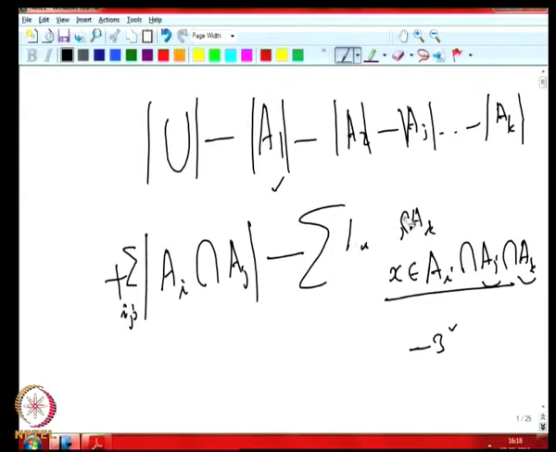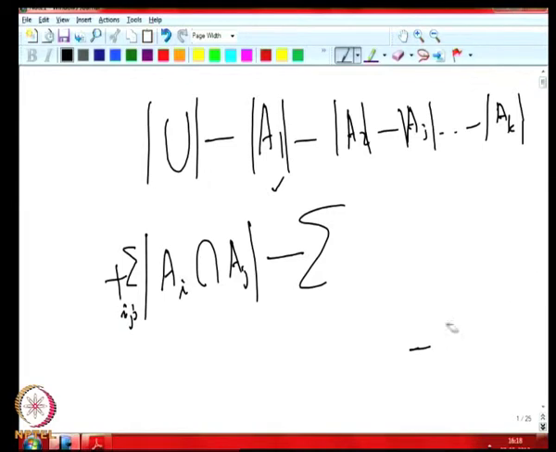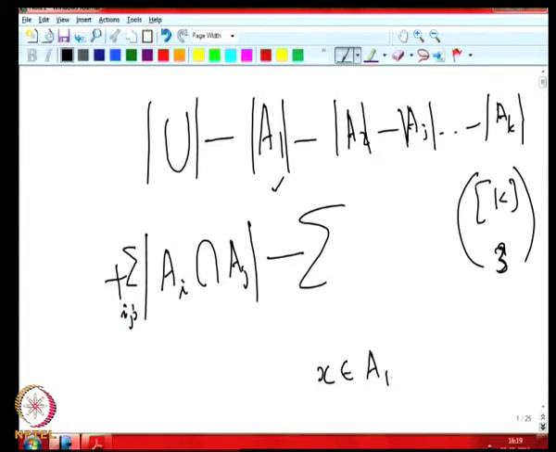So we found all triples, and there are k choose 3 triples of 1 to k. So for every triple in this set, there are k choose 3 of them. We find the corresponding A_i intersection A_j intersection A_k, and then that cardinality is subtracted off. Then we see that suppose there is an x which is in 4 elements, say A1, A2, A3 and A4, in the intersection of 4 elements, it got subtracted too many times. So we have to re-add it.